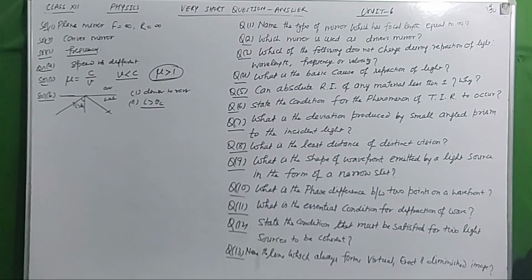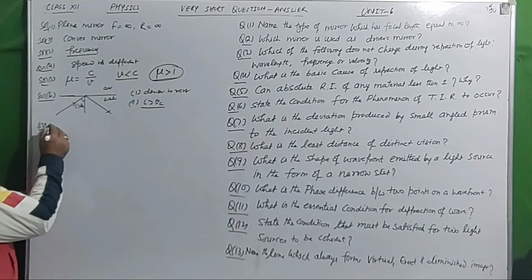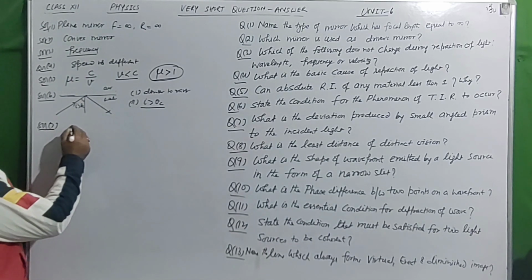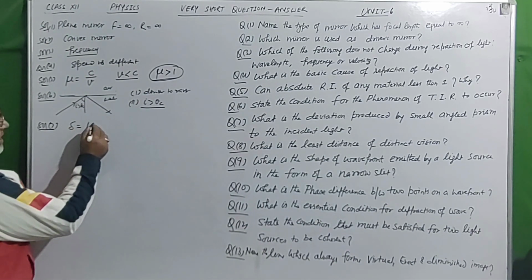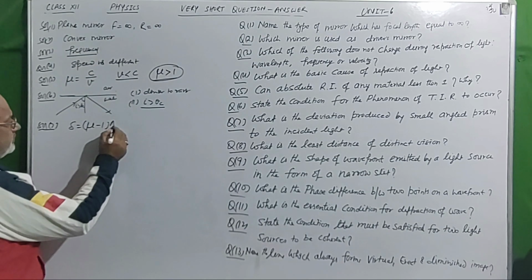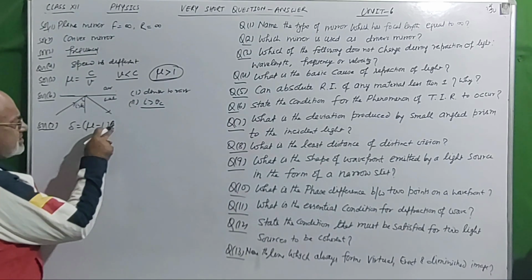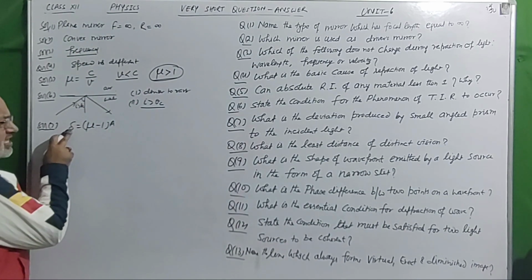Question number 7. What is the deviation produced by a small angled prism to the incident light? This formula is valid for only small angled prism. Delta is equal to (mu minus 1)A. Mu is the refractive index, A is the angle of prism, and delta is the angle of deviation.